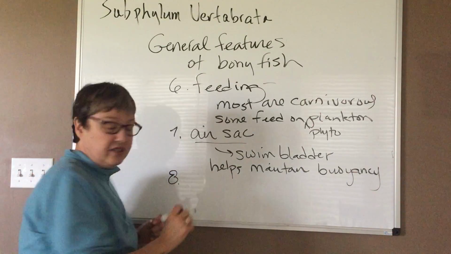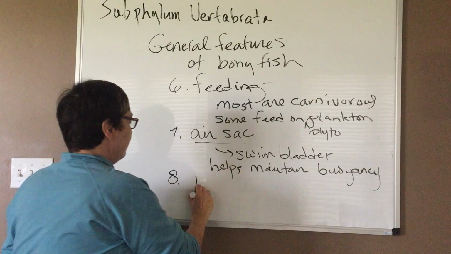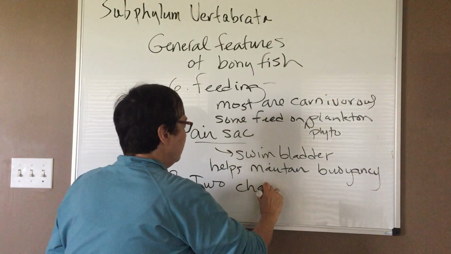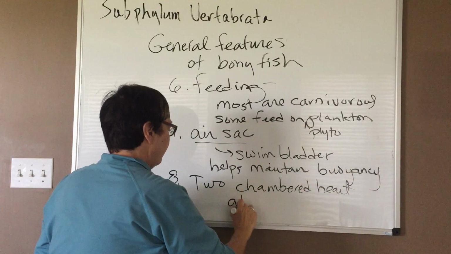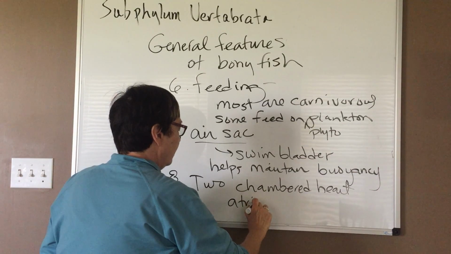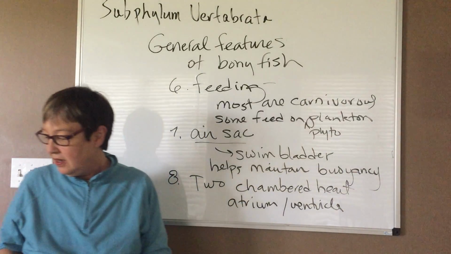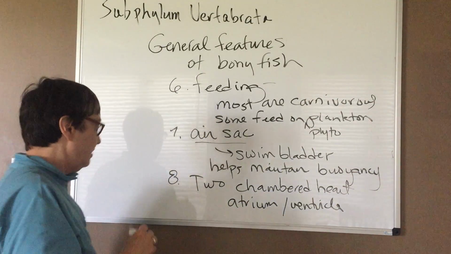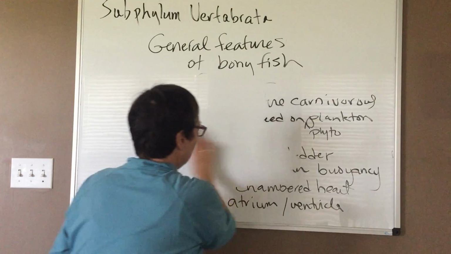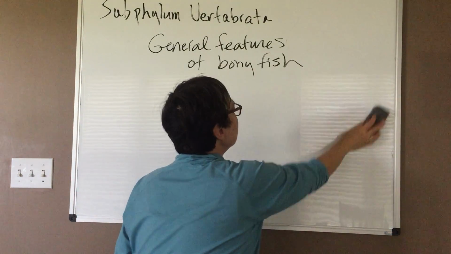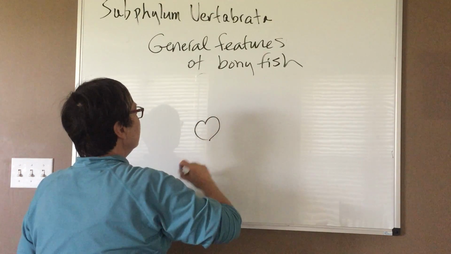One last characteristic, I believe, yes, is that they have a 2-chambered heart. So we have one atrium and one ventricle. And let's erase some of this. Blood flows in a certain sequence, certain pattern. So there's the heart.